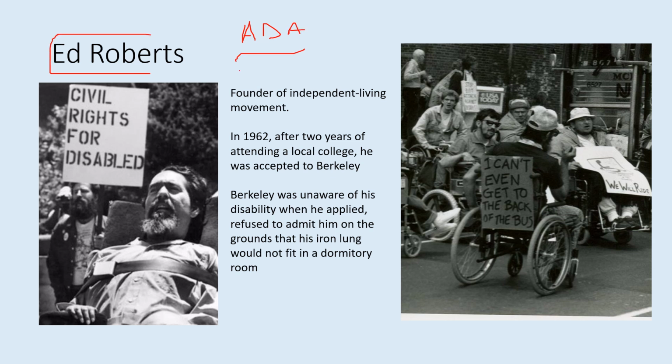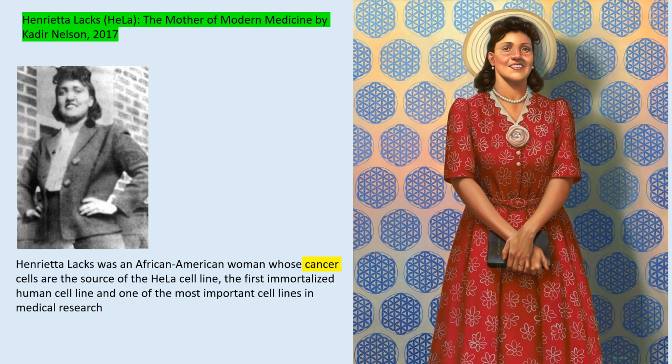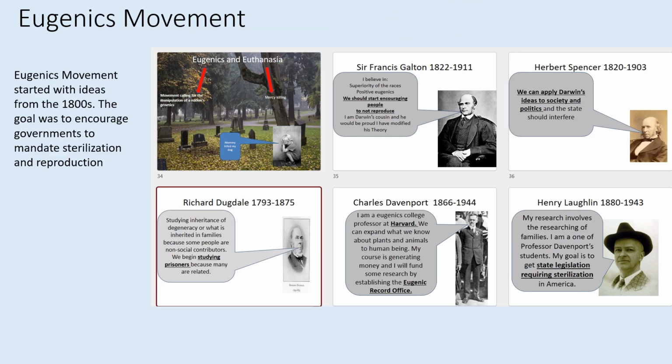People like Ed Roberts, who was admitted into Berkeley with an iron lung, and then once he showed up, was rejected. And then he wound up taking that case to the courts, arguing that Berkeley could not discriminate against him simply because his iron lung would not fit in the dormitory room. Another required image in the AP framework is Henrietta Lacks, who worked on cancer studies, and we'll see how that kind of plays out in a couple of slides.